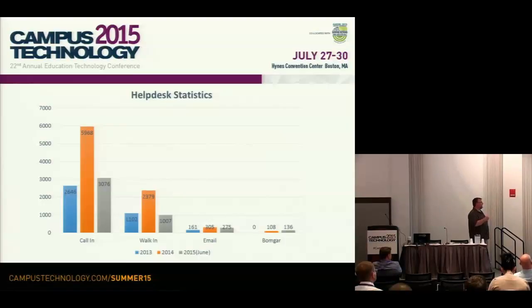When we first started doing the Bomgar chat, and I'll show you guys that in a little bit, in 2014 we had 108 chat sessions. In 2015, and you can see that is up to June, we've had 136 so far this year. So we're getting there. We're starting to change that mentality. We're starting to get folks using those tools to our advantage, to their advantage. It's easier for them. But you see the call-ins, 5,900 call-ins. This is where Bomgar really starts to pay for itself.